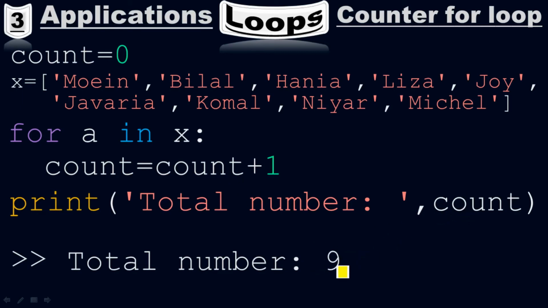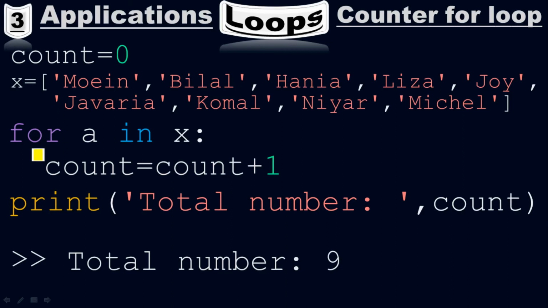The number of people will be 9. Look at here: 1, 2, 3, 4, 5, 6, 7, 8, 9. So there are a total of 9 people that have passed through the gate. This counter program shows 9 people because 9 people have passed so far through the gate. This is just a simple counting.